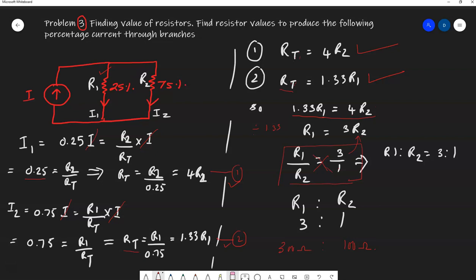I've written the ratios below these variables. R1 is 3, R2 is 1. If you take any value, say R1 is 300 ohm, R2 will be 100 ohm. So R1 is more resistance, so you'll have lesser current. That is how to apply the basic ratios and fractions to solve these types of problems.